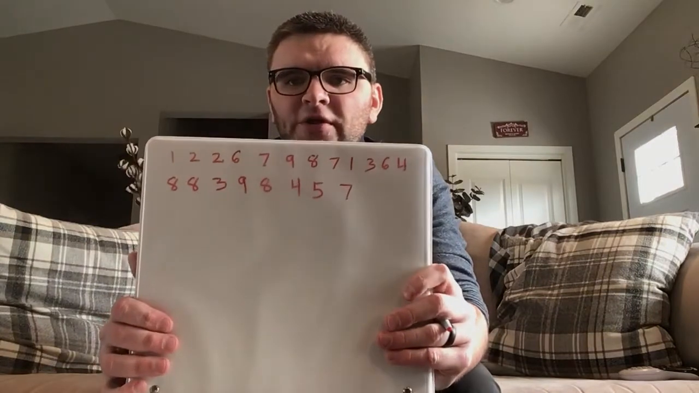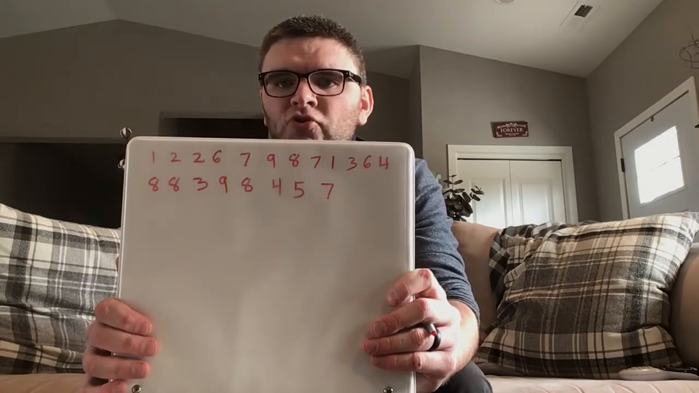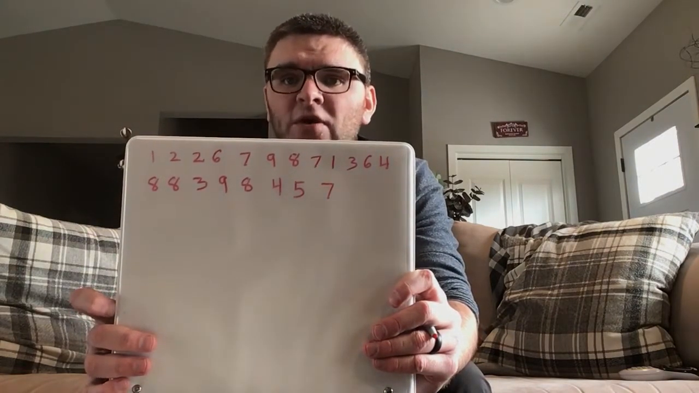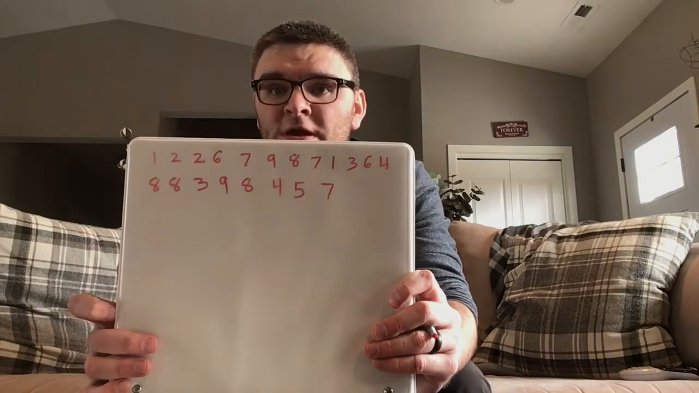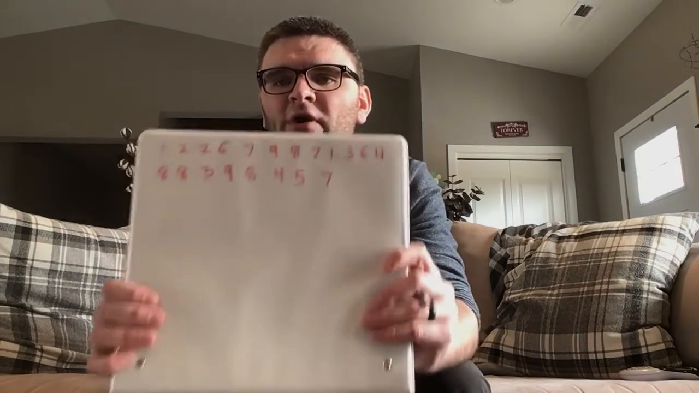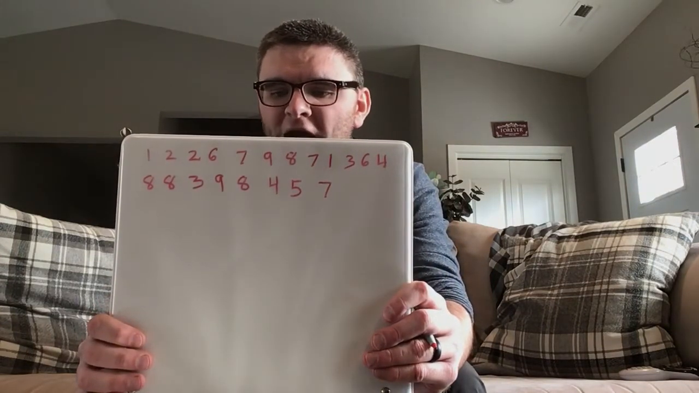All right, here is my list of numbers. I'll let you take a look at that. You can see through my sloppy writing. We've got a 1, 2, 2, a 6, a 7, a 9, an 8, a 7, a 1, a 3, a 6, a 4, 8, an 8, a 3, a 9, an 8, a 4, a 5, and a 7. Those are our list of 20 numbers, one made up for each one of you in class.